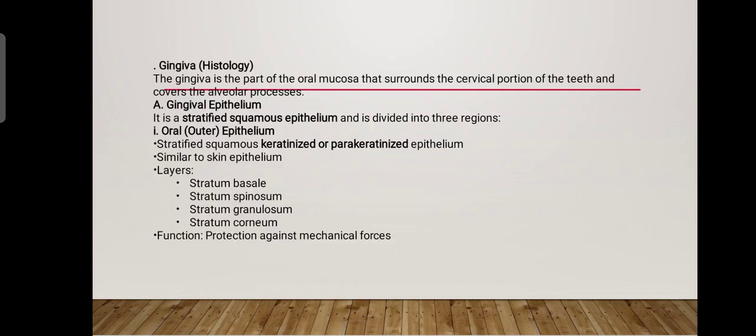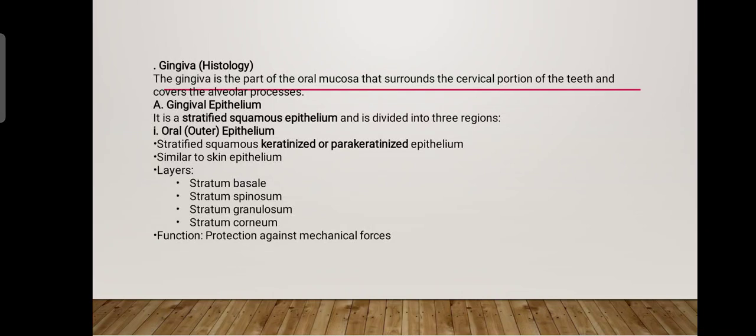Gingiva. Gingiva is the part of the oral mucosa that surrounds the cervical portion of the teeth, the portion of the teeth towards the roots, and covers the alveolar processes. Alveolar process bone. Gingival epithelium.